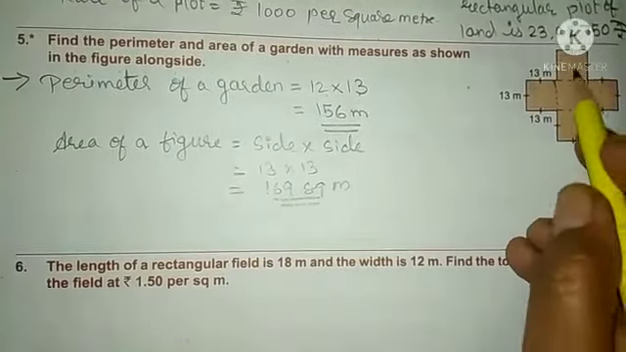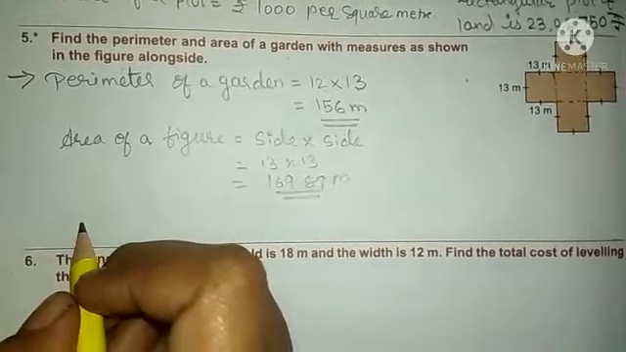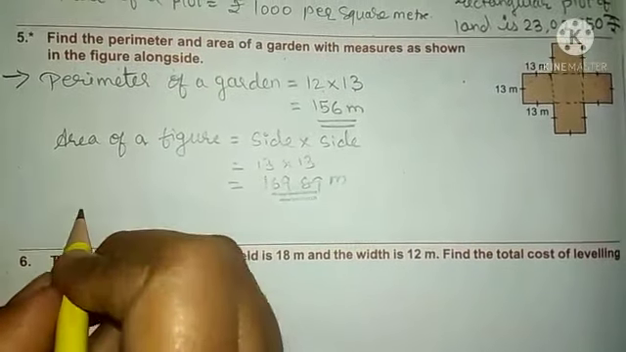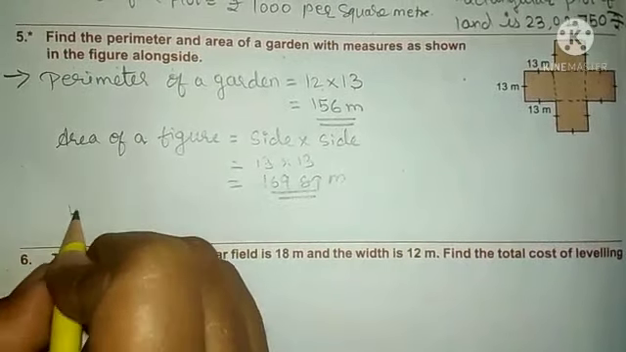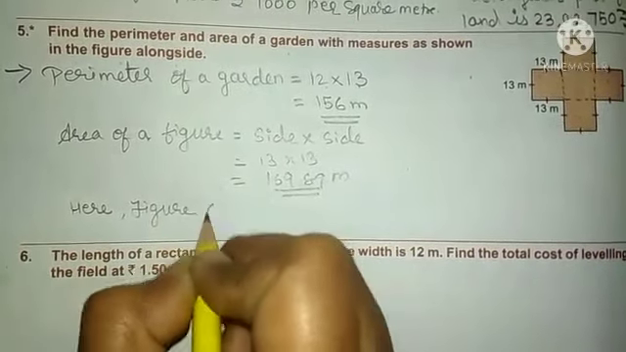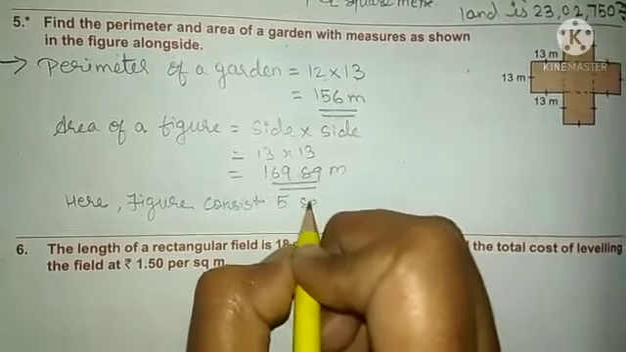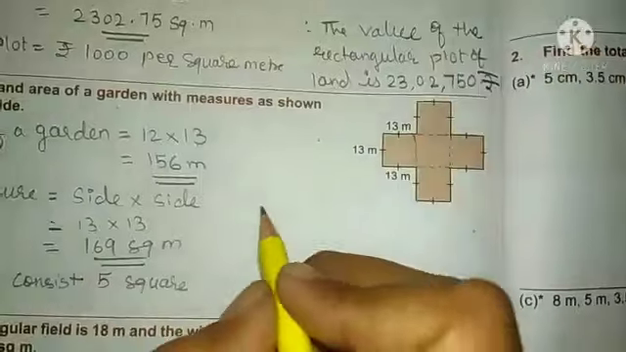Now we have to find out the area of 5 squares. So how are you going to find it out? So in the figure, how many squares are there? So here we will write down: figure consists of 5 squares. Clear? So to find out what?